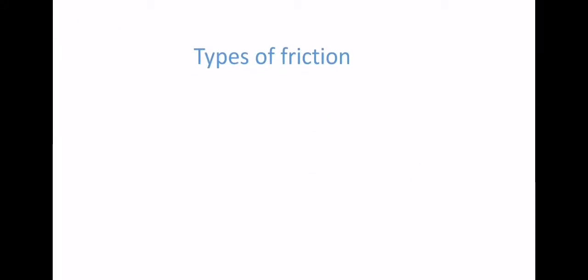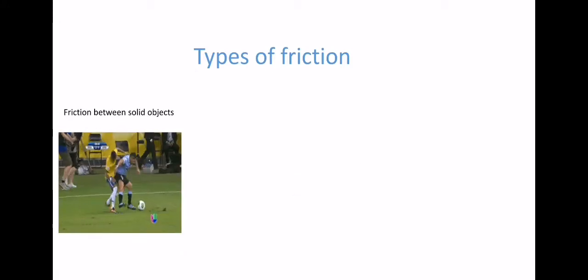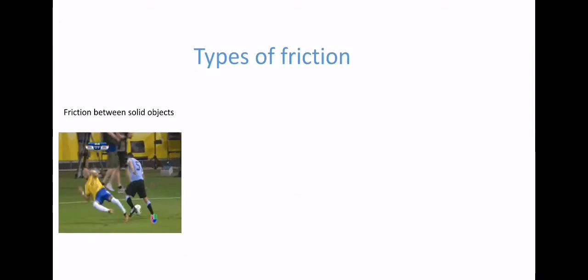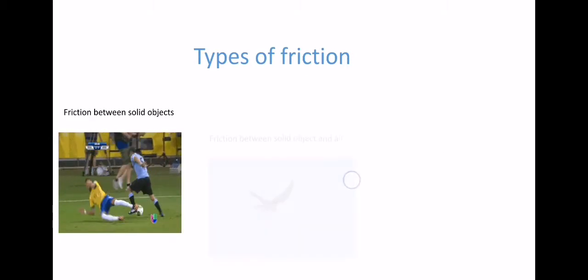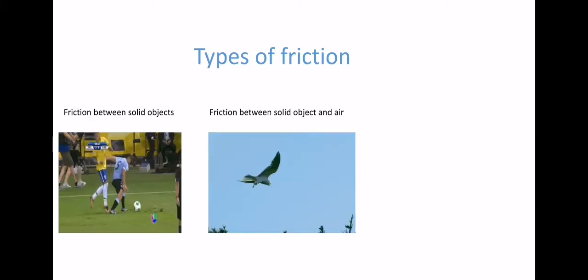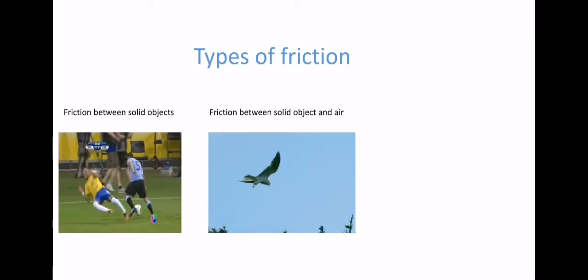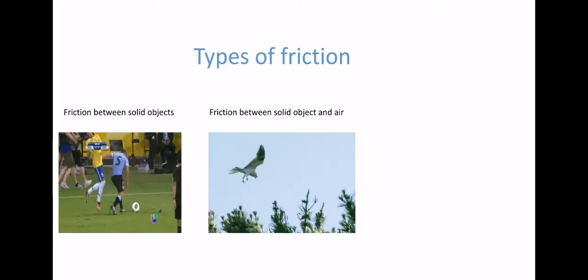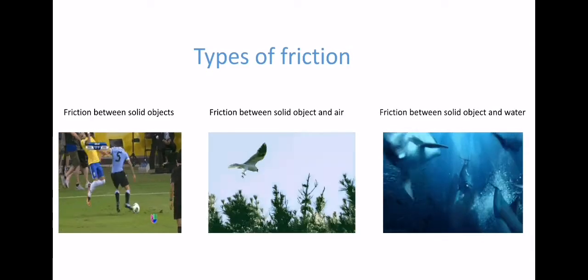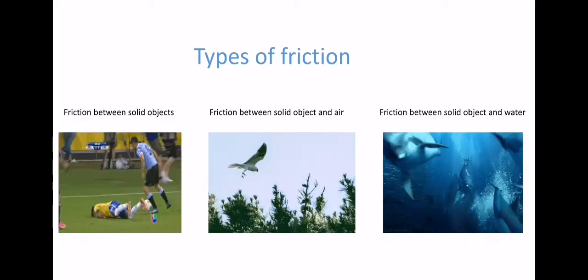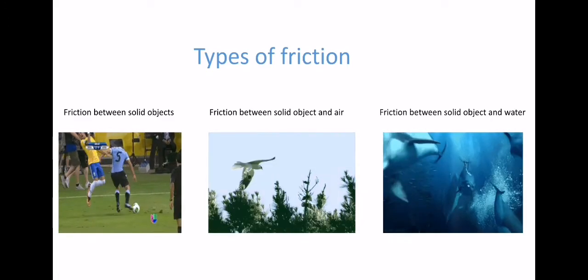Okay, now we will talk about the types of friction. Number 1, we have friction between solid objects like the ball and the ground. Number 2, friction between solid object and air, like a bird when it flies in air. Number 3, we have friction between solid object and water, like fish when it swims in water. Let's start with the first type, friction between solids.